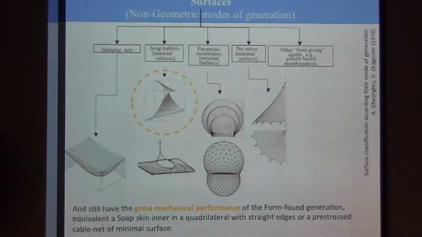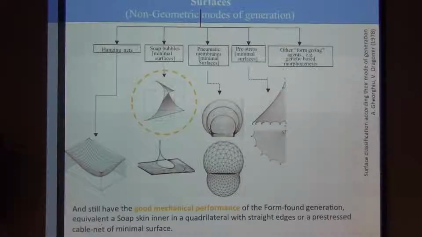And still, not only geometrical morphogenesis is used for parabolic hyperbolics. You can use non-geometric modes of generation, and you have one geometric shape that has a very good mechanical performance. It's like you find the hyper in a bubble scheme or in a pre-stressed cable net.